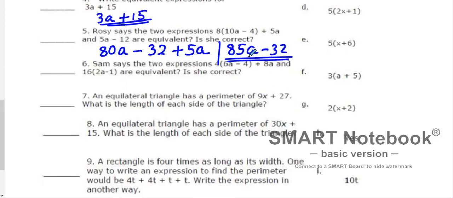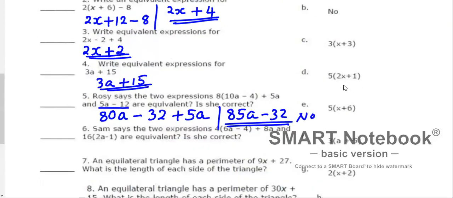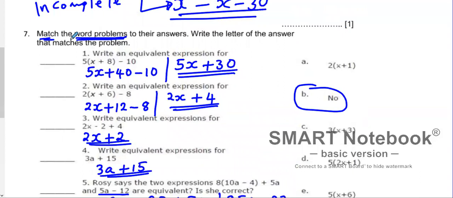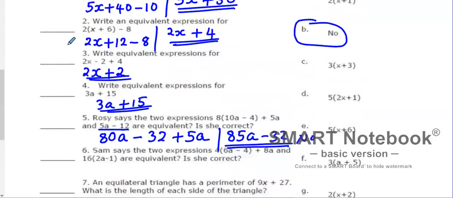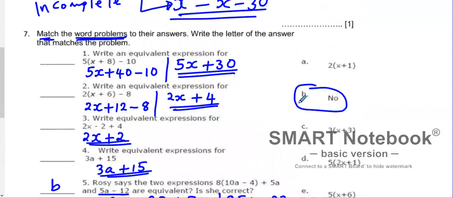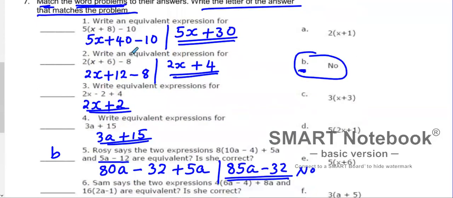Now compare 85a minus 32 and 5a minus 12. You find that they are not equivalent. So the answer is no. We'll be checking which answer matches to no, and we can just fix this B because the question is to match. Rose said that the two expressions are equivalent. Is she correct? No, she's not correct. So the letter which corresponds with no is B. Write the letter that matches the problem. So the letter there is B.